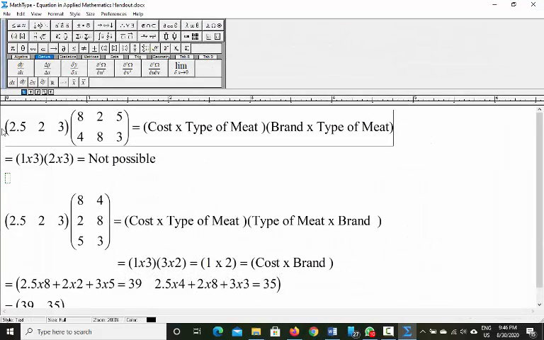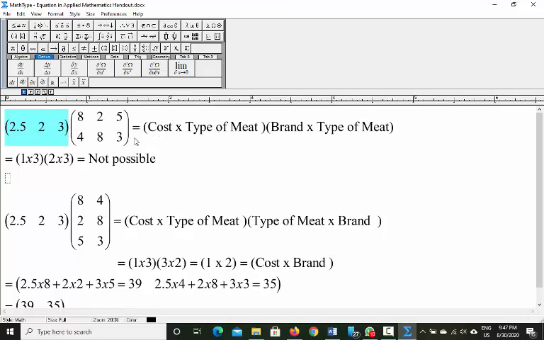So let us multiply. Here the dimension of this one is 1 row, 3 columns, and the dimension of this one is 2 rows and 3 columns. So we can see that multiplication is not possible because the dimensions are not matching. Here this is the meat price: the price for beef, the price of pork, the price of lamb.